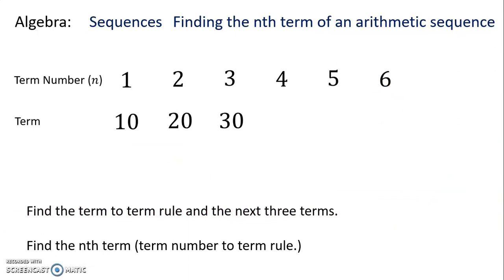Okay, so another example, I'd like you to pause the video. First of all, find the term-to-term rule. So that's the one underneath with the arrow. So you're looking at how you get from one term to the next term. Then you're going to find the next 3 terms. And then you're going to have a look at this sequence, see if you recognise it, and see if you can think about what the nth term might be, the term number to term rule. So pause the video and see if you can answer those questions.